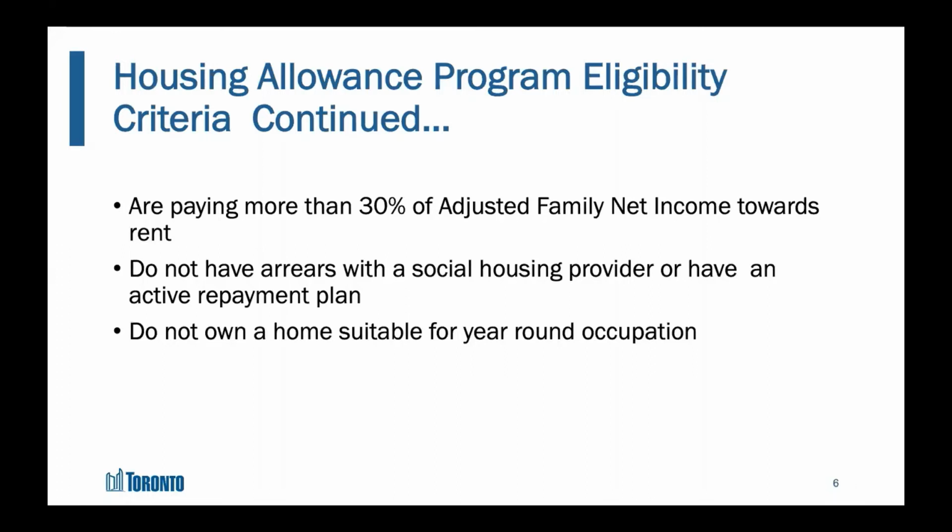They also must be paying more than 30% of their adjusted family net income towards rent. They cannot have arrears with a social housing provider, or if they do, they must have an active repayment plan. And they must not own a home suitable for year-round occupation. And next slide, please.